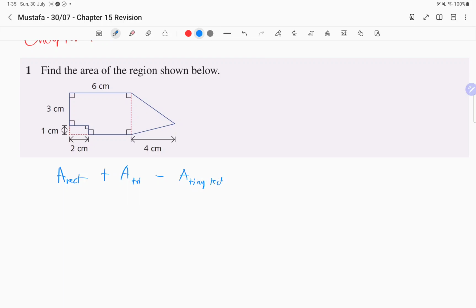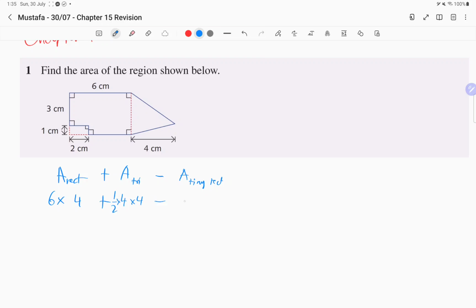So what's the area of the main rectangle, the big one? 6 times 3. No, 6 times 4. Yep, and then the area of the triangle? It's 4 times 4 times half. Yes, it's half of 4 times 4.